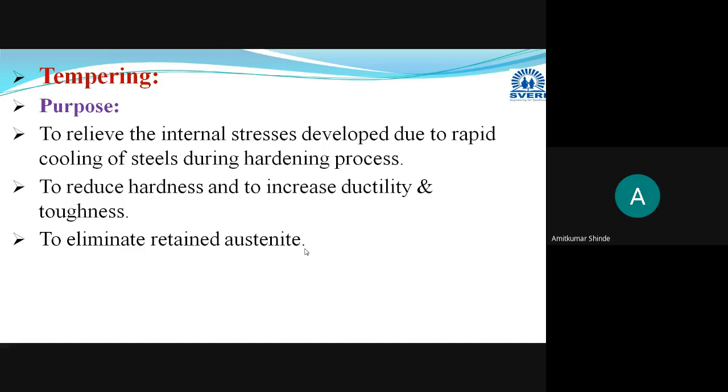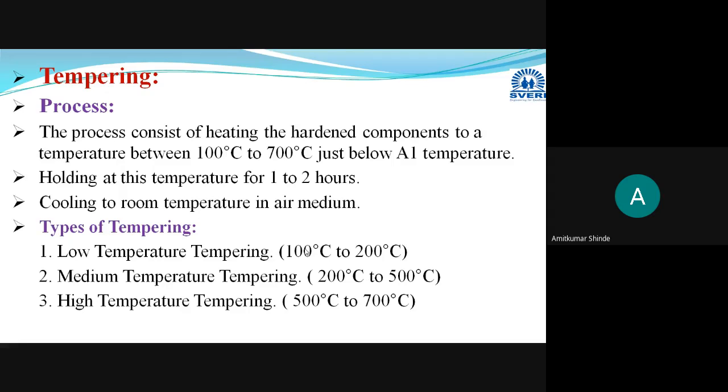Now, in the next point, how is the tempering heat treatment process conducted? In the same way as we have discussed annealing, normalizing, and hardening, it also consists of three stages. First is the heating cycle, then the holding time, and after that the cooling cycle. In the heating cycle, the steel component is heated in a temperature range of 100 degrees Celsius to 700 degrees Celsius, just below the A1 temperature.